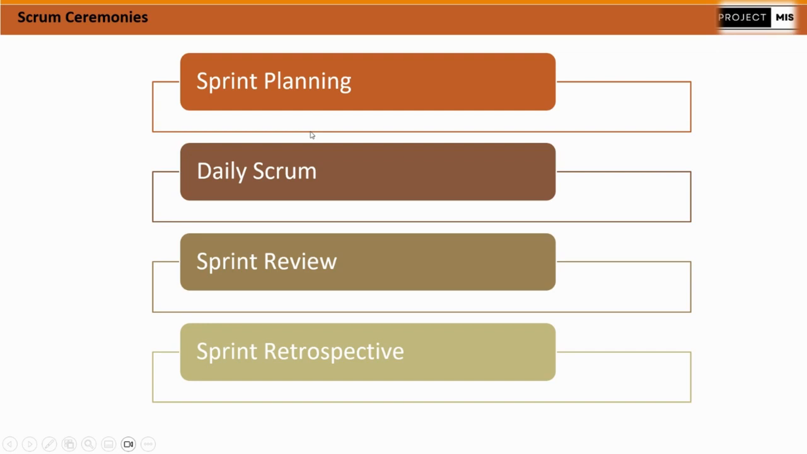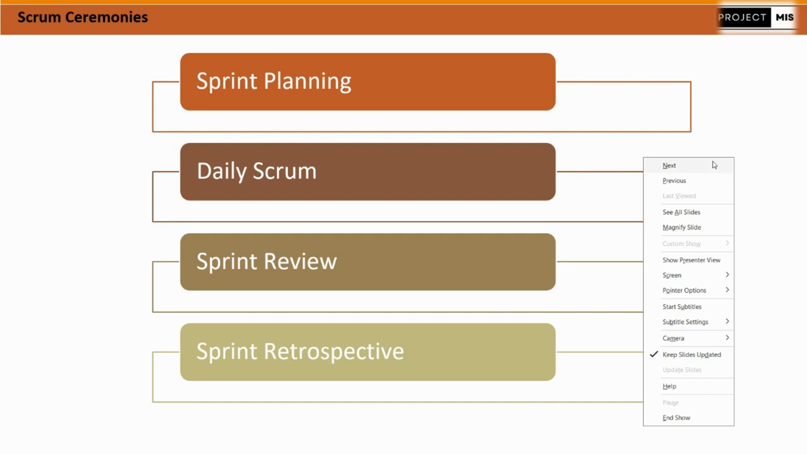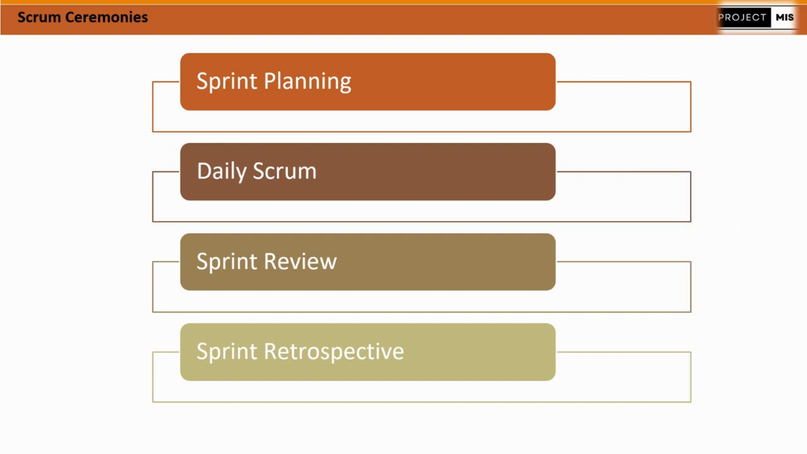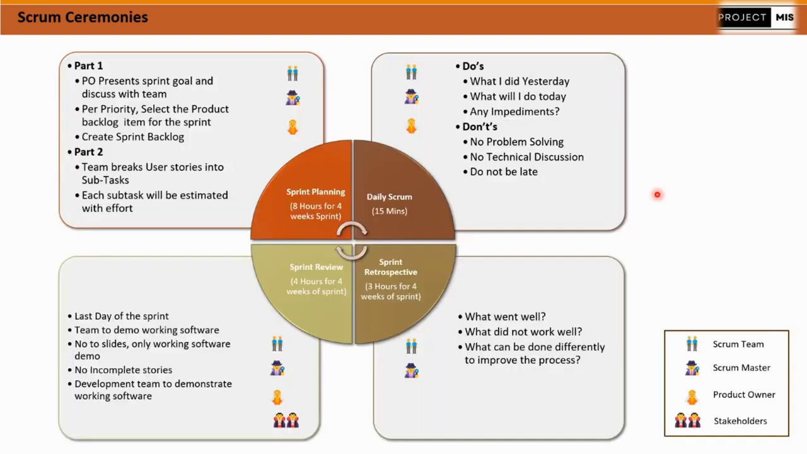So let's start with sprint planning. Sprint planning is the first Scrum ceremony which we perform before we start the sprint so that we can prepare ourselves for a sprint. I have made a slide to talk about each of the Scrum ceremonies and the required detail for each of these. So I'll be talking about sprint planning now.